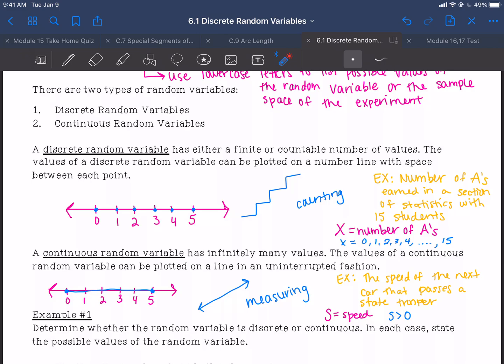A continuous random variable has infinitely many values. The values of a continuous random variable can be plotted on a line in an uninterrupted fashion, so that means it contains all the values in between. All right, so think measuring. So my example here is the speed of the next car that passes a state trooper. If capital S is representing the random variable speed, then lowercase s would be any value greater than 0. All right, so someone could be going 42.4 miles per hour.